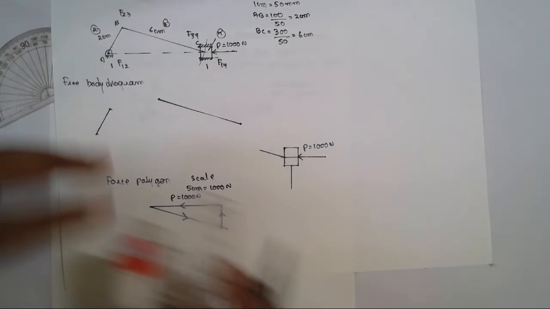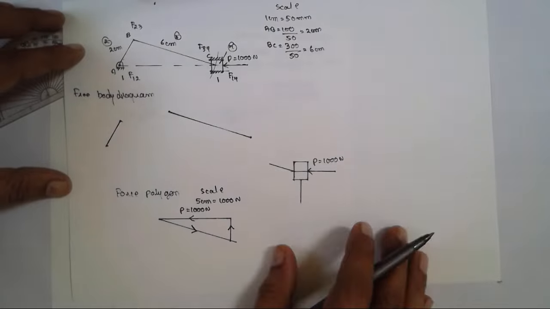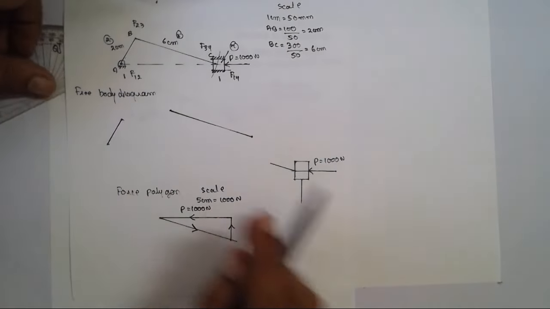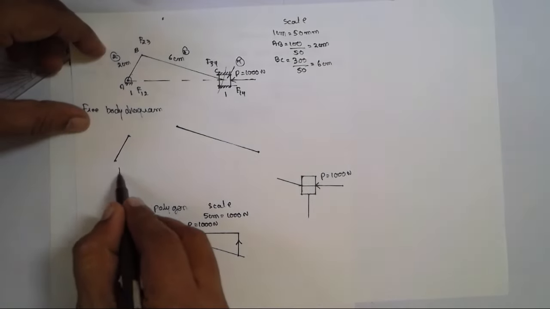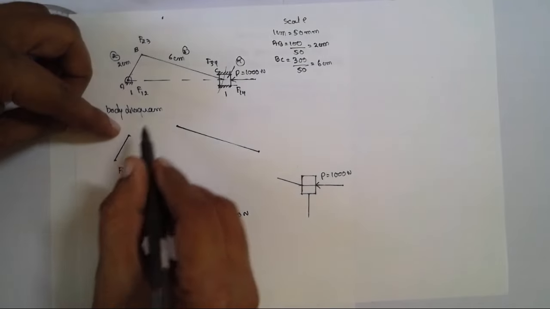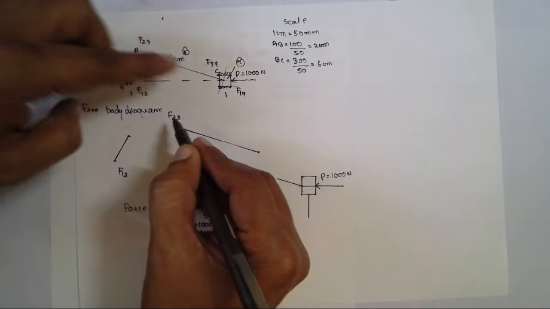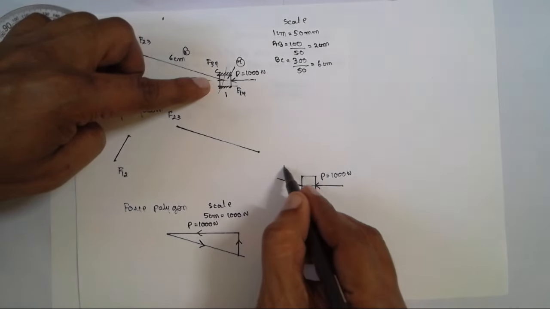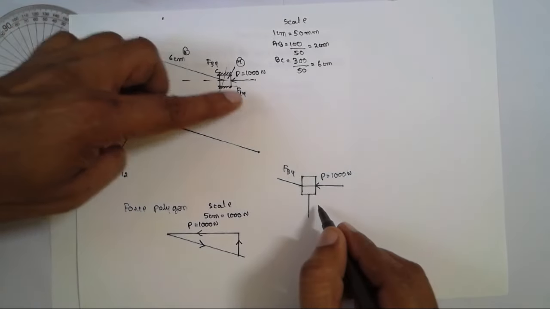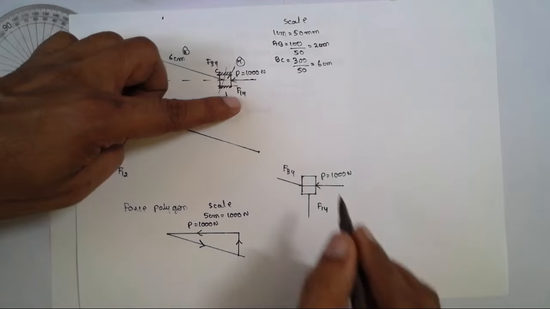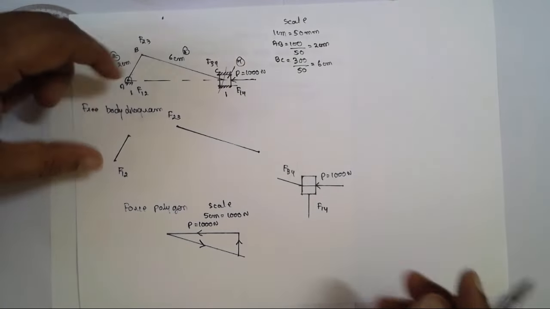Now, I will go for the naming here. Only naming. I will go only for the forward paths. Let us consider this is F12. Here, only forward you have to write. F23. Here, you have to write F34. Here, you have to write F14. This is the procedure you have to follow in order to obtain the result.